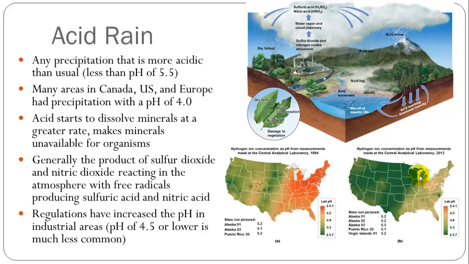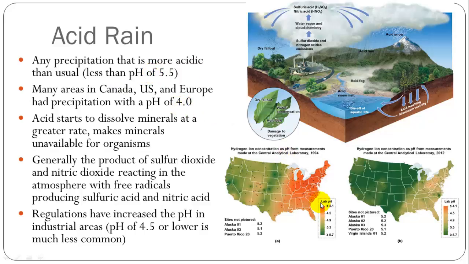Similarly, acid rain. With industrialization came a lot of acidic rain in Europe, the US, and Canada, and it caused the rainwater precipitation to be at a pH of 4 or less, and normal precipitation is at 5.5. So 7 is neutral. Anything below 7 means it's acidic. So normally rain is a little bit acidic, but not that acidic.